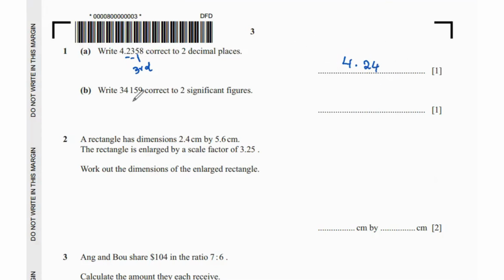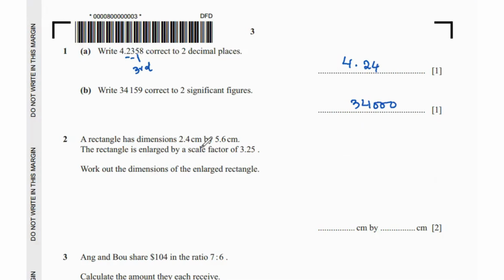Then write 34,159 corrected to 2 significant figures. So that's going to be 34,000. In significant figures, leading zeros are not considered significant digits. That's why 3 and 4 are the first two significant figures, and the 3 zeros after them are not significant. If the 0 was between 3 and 4, then it would be considered a significant number. But if it's at the end, it's not significant.